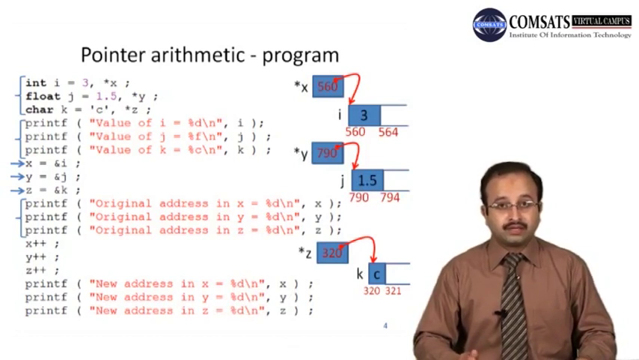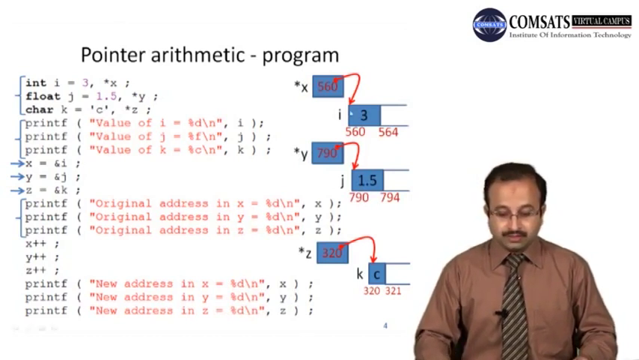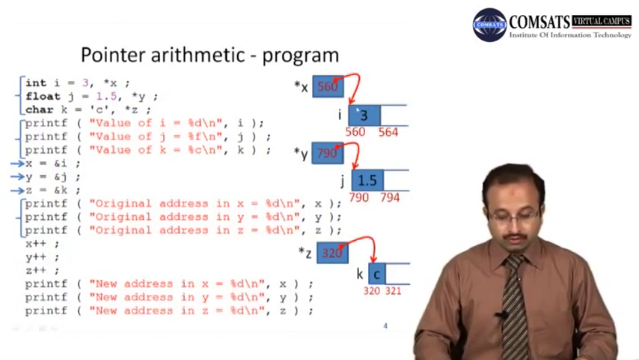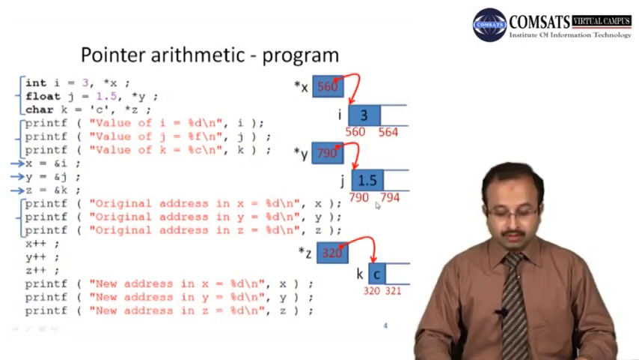560 is the address of first byte, 561 is the address of second byte, 562 is the address of third byte, and 563 is the address of fourth byte of this whole memory, jo dark blue mein aapko nazar aa rahi hai, right? And then the next address starts at 564. Same is the case here with the floating point variable, because a floating point variable also takes 4 bytes in memory, but in case of character variables, the next address starts at 321.